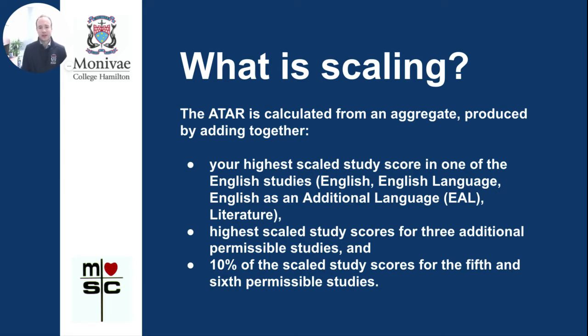The ATAR is calculated from an aggregate, which is produced by adding together the student's highest scaled study score in one of the English studies, their highest scaled study scores for 3 additional VCE or permissible studies, and 10% of the scaled study scores for the 5th and 6th permissible studies.